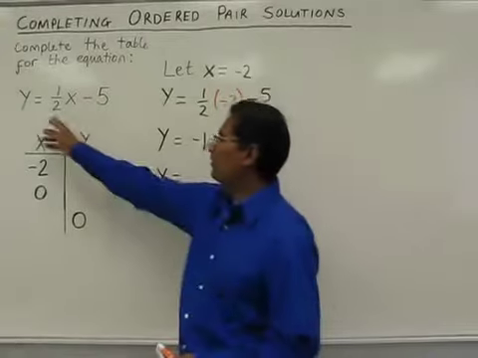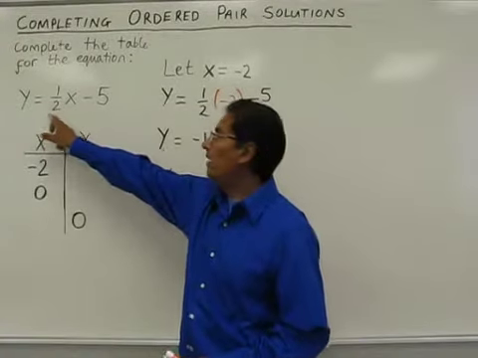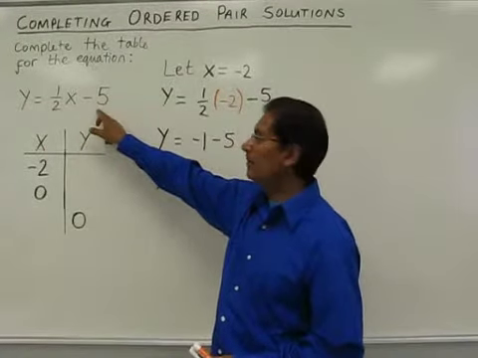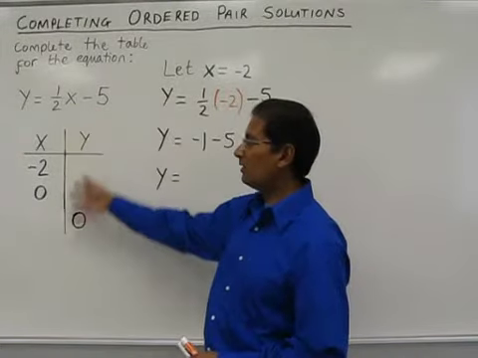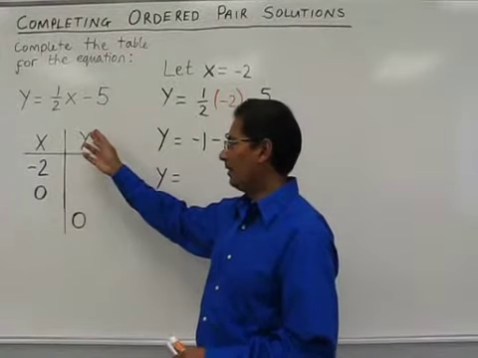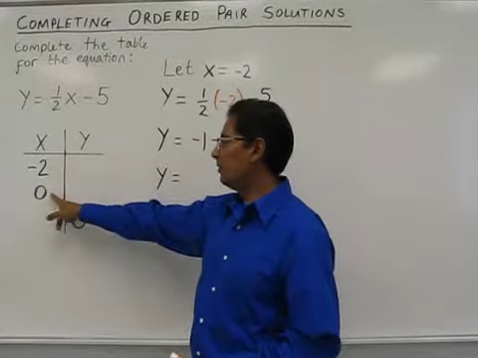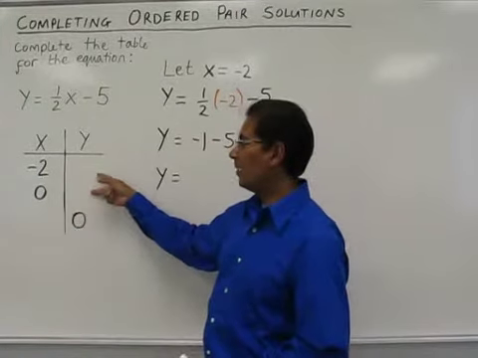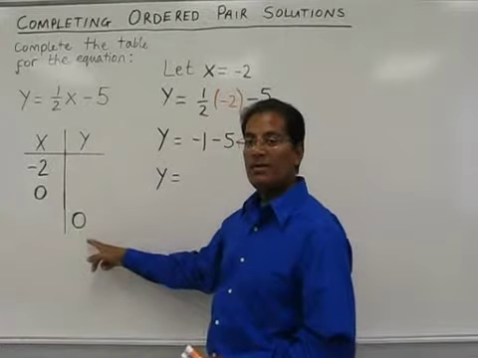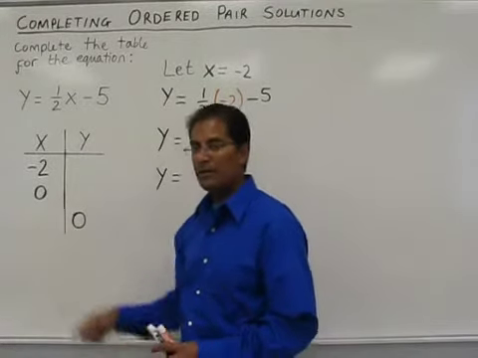Here we have an equation, y equals 1/2 x minus 5. And I want to fill out this table for this equation. The table has some x values given, -2, 0, those are x values. We need to find the y values. And then it gives a y value of 0, we need to find the x value.